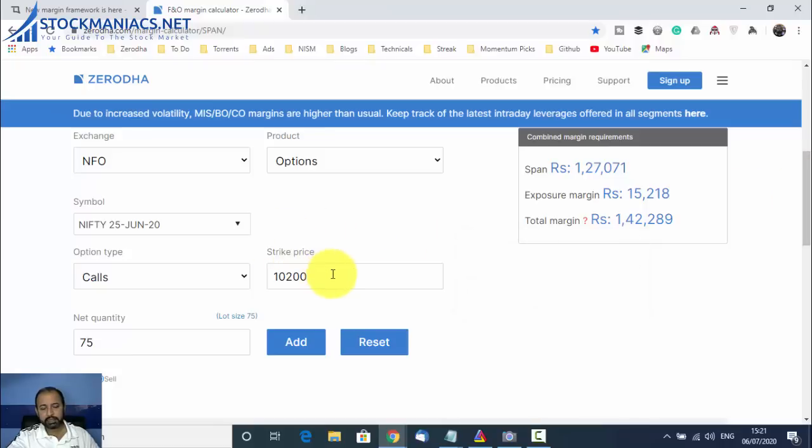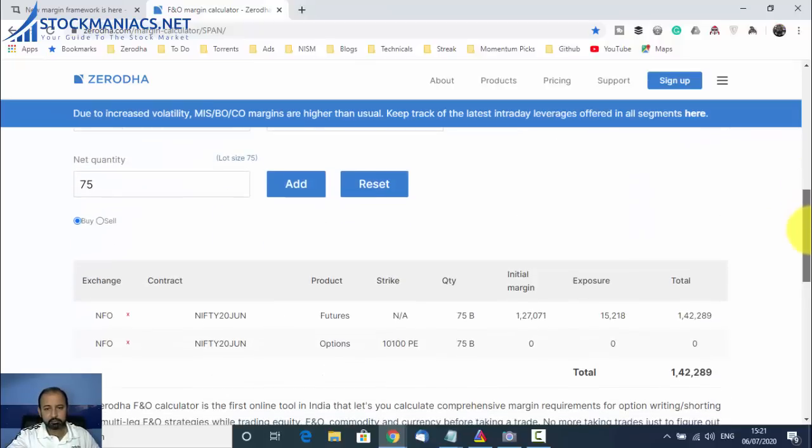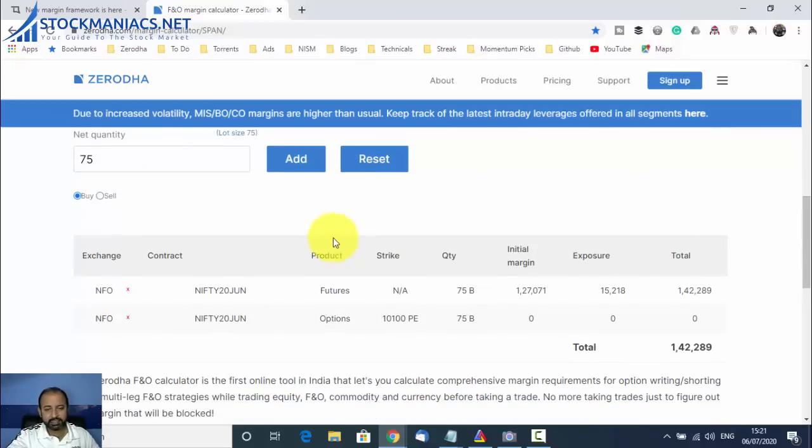So now the market is around 10,150. So I'll take a put and I'll buy that put and I'll take a strike price of 10,100. I'll add. So you can see, my dear friends, the margin is now drastically being lowered. We required rupees 1,42,289 margin for buying one lot of Nifty future.